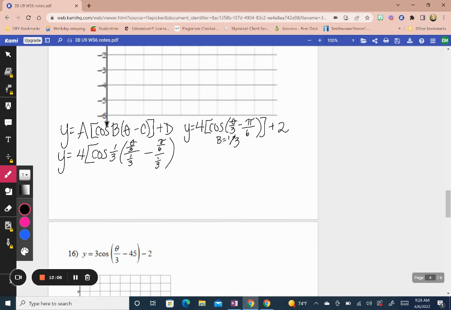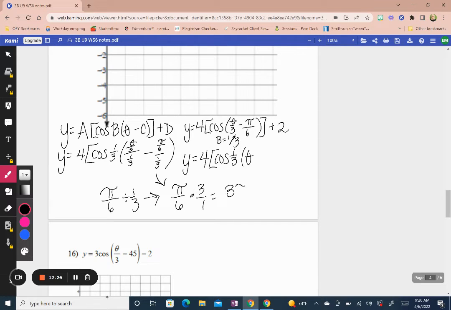Okay. So it's going to be y equals 4 cosine of 1/3 theta. Then we got to figure this out. So it's pi over 6 divided by 1/3, which is the same as writing pi over 6 times 3 over 1. We get 3 pi over 6. I can divide the top and the bottom by 3. So I'm going to get pi over 2. And that would be your final for your C. Okay. So it's this number right here.